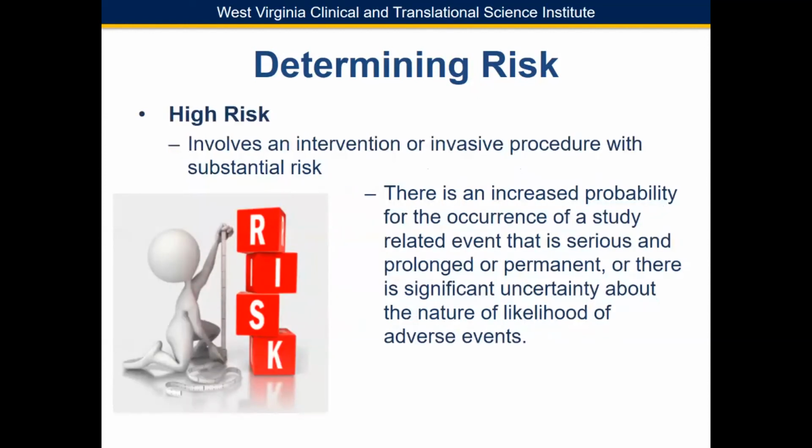And last one's high. That involves an intervention or invasive procedure with substantial risk. There is an increased probability for the occurrence of a study-related event that is serious and prolonged or permanent, or there is significant uncertainty about the nature of likelihood of adverse events. So this one, the interventions or invasive procedures that involve that, once again, that substantial risk, might be looking at a blinded phase 1 or phase 2 trial.